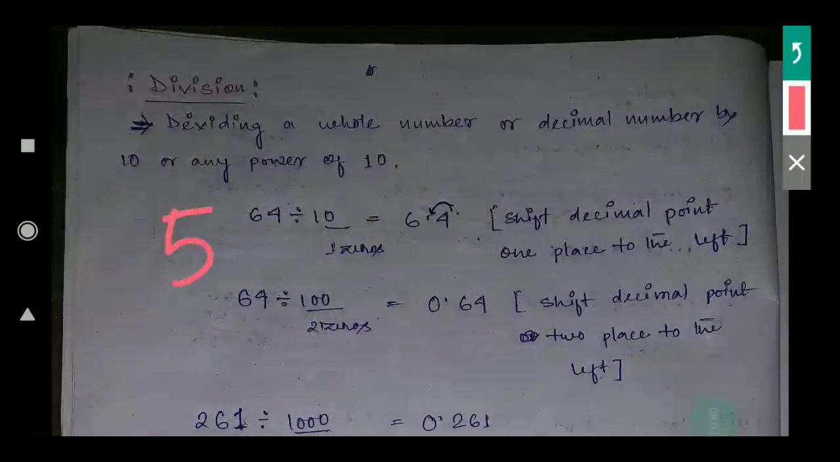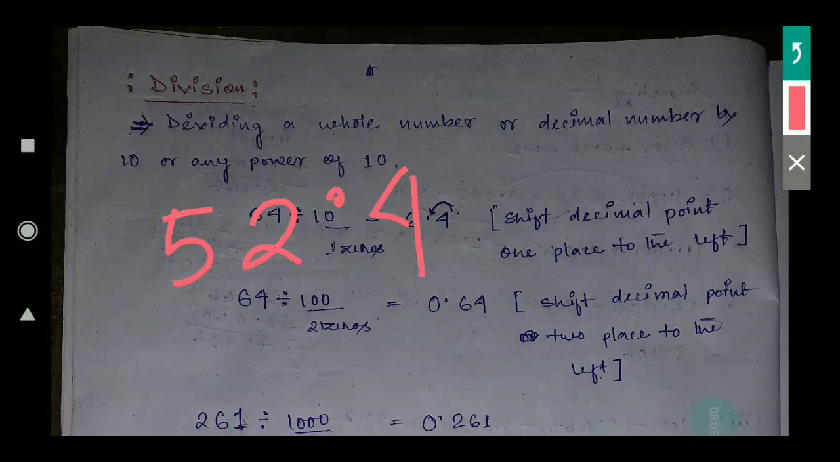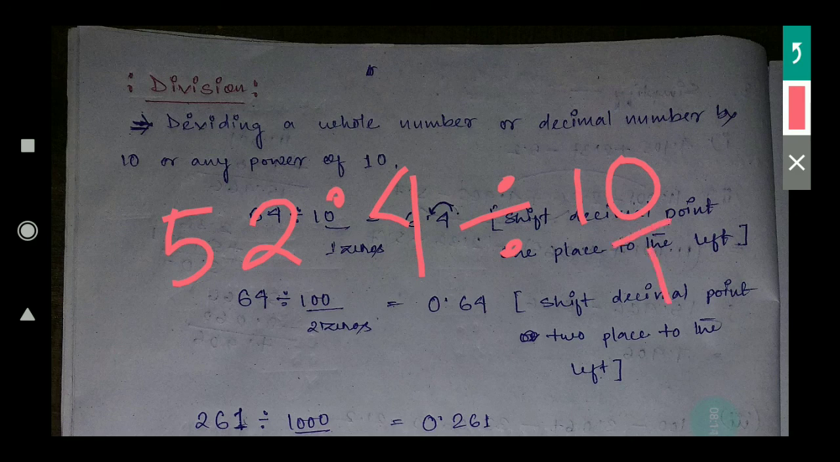Suppose another example. Suppose 52.4 is already given. Now you have to divide it by 10. Here also there is 1 zero. The number of zeros will decide how many places it will shift. So here 1 zero is there, that means it will shift to the left side by 1 place. The decimal point is there previously, and from this place it will shift to the left side by 1. That means the answer will be 5.24.